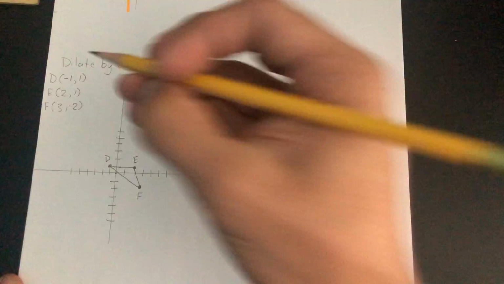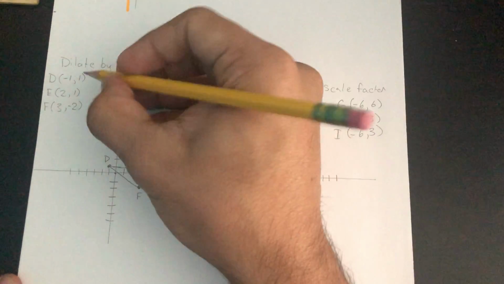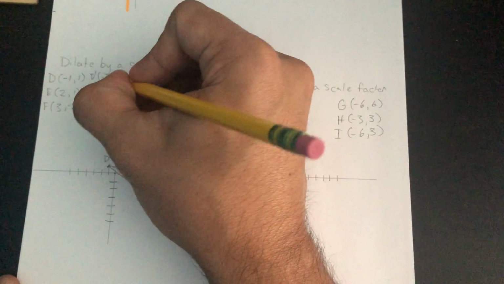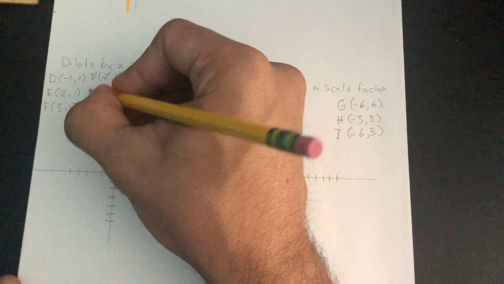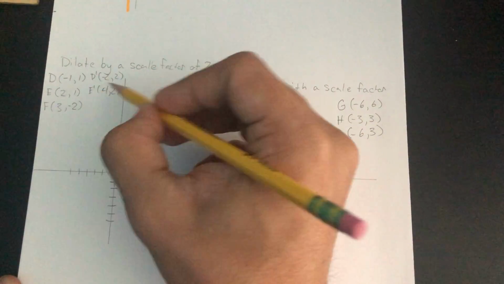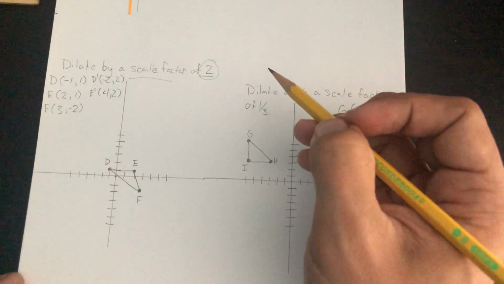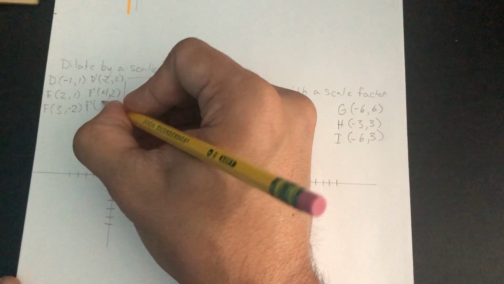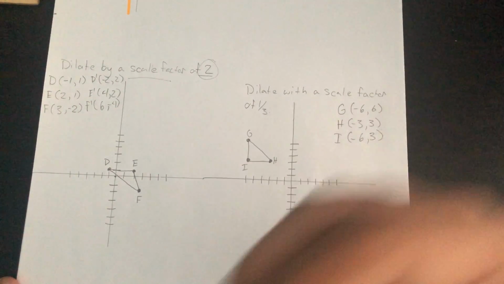So in reality, you just have to multiply these by 2 and you'll know where the end result is. So instead of negative 1, 1, the D' is going to end up at negative 2, 2. E is 2, 1, so E' would end up at 4, 2. Why is this happening? Why is it changing? Because the scale factor is 2, so I have to multiply everything by 2. So the last one, F', would be at 6, -4. And that's it. Once you put these, that is the dilation complete.